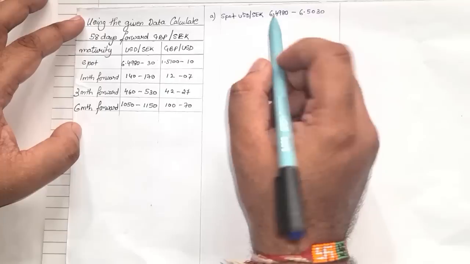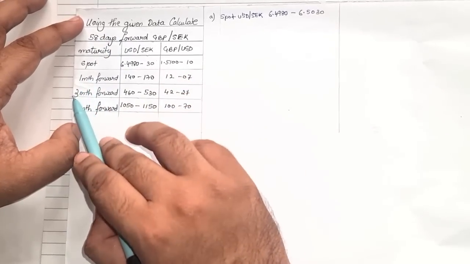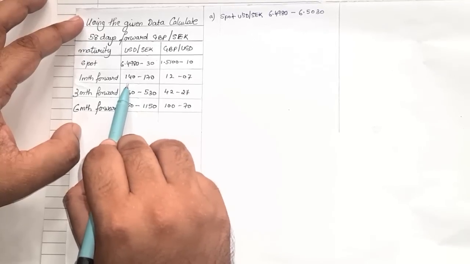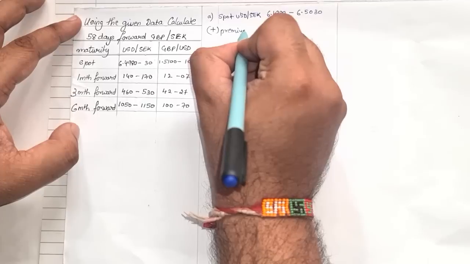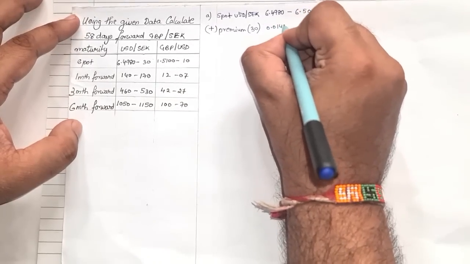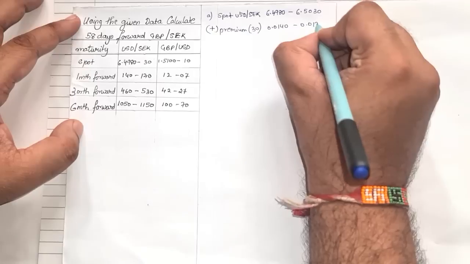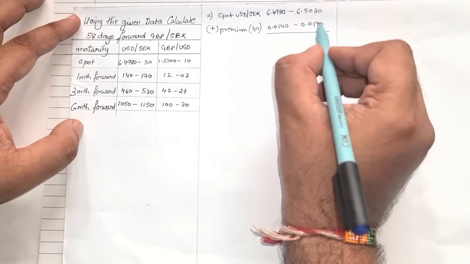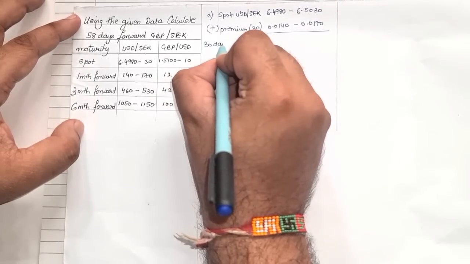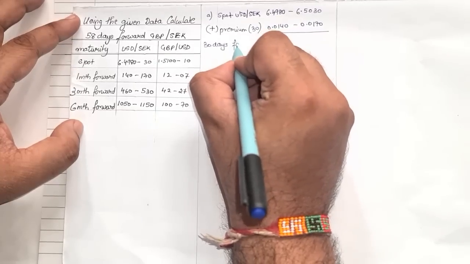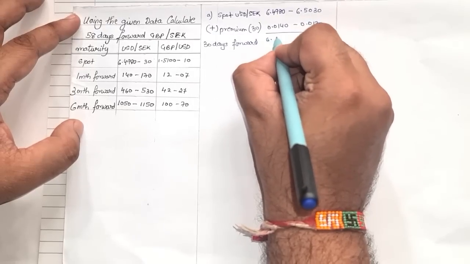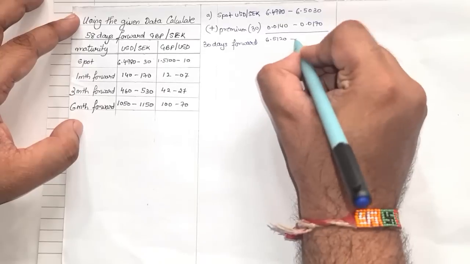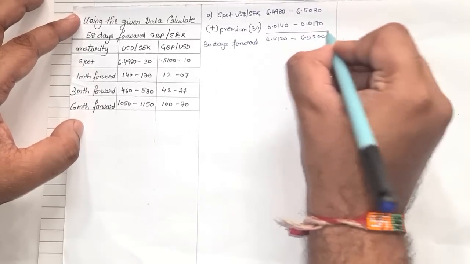Now 58 days comes between 1 month and 3 months. So I will take 1 month. Bid is less than the ask, so it is a premium based sum. To add premium, 1 month is 30 days, so add premium of 30 days. It will be 0.0140 and 0.0170. I add up and I will get a 30 days forward. The value will come to around 6.5120 and 6.5200.